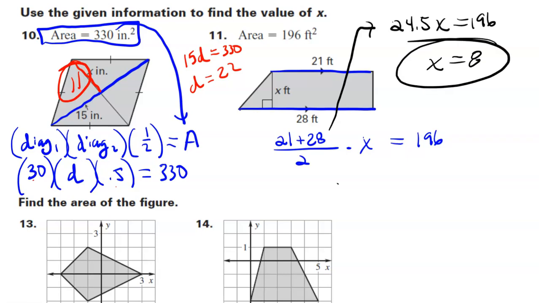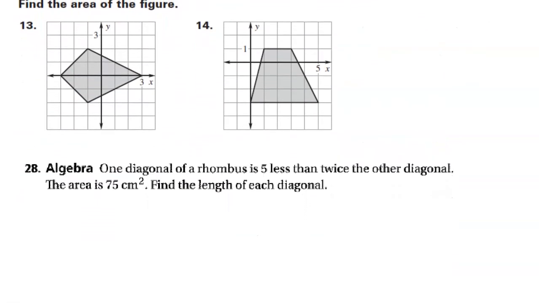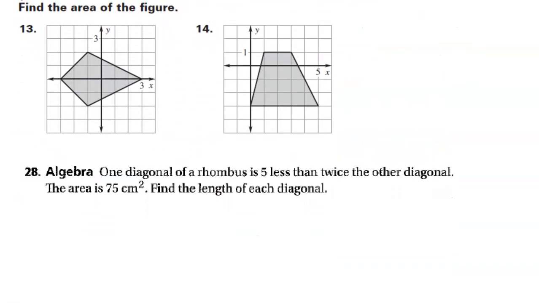Bam. So those two are working backwards. Kind of turns into an algebra equation. 13 and 14, these are usually pretty easy because they're on the coordinate grid. So find the area of each figure. Well, first of all, you got to know what it is.